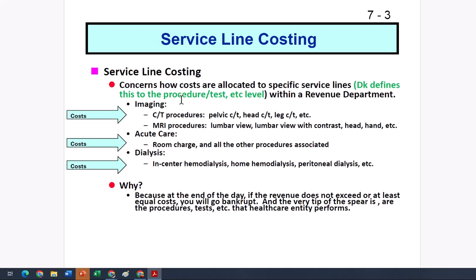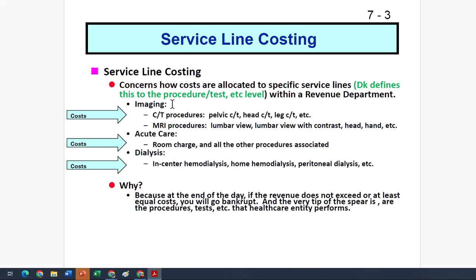So let's dig in a little deeper. We're taking it to the specific service. Let's, for our purposes, just say procedure, test, etc. within a revenue department. So for imaging, it's a pelvic CT, a head CT, a leg CT, whatever the procedure code is. MRI, you've got codes for all these, but the lumbar view with contrast, etc., etc.